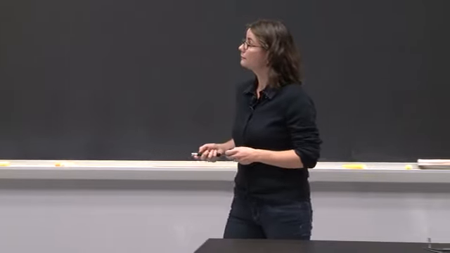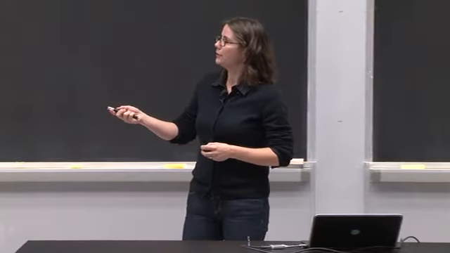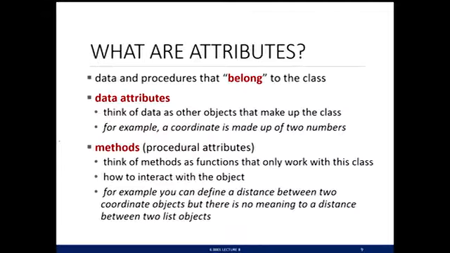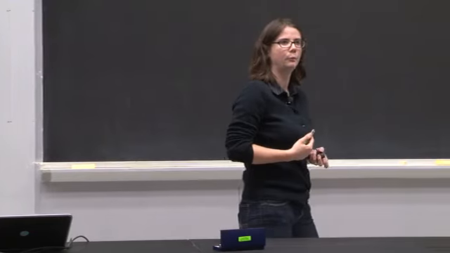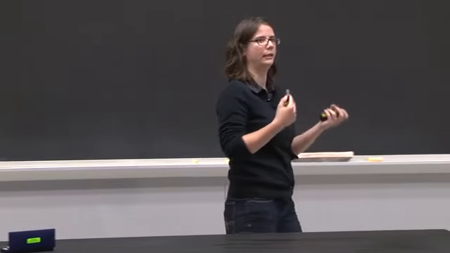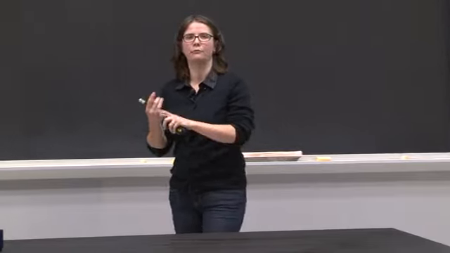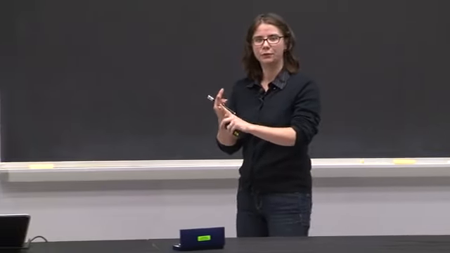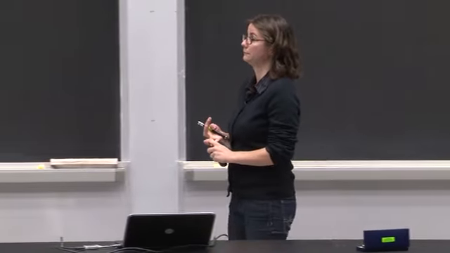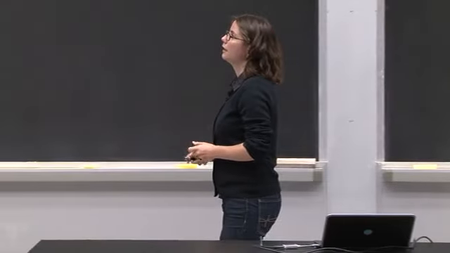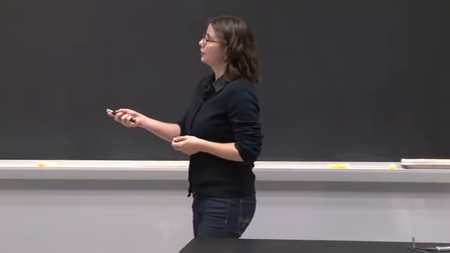Okay? So the data attributes is what is the object, right? What is the data that makes up the object? So for our coordinate example, it's going to be the x and y values for a coordinate. We can decide they can be ints. We can decide that we can let them be floats. But it's going to have one value for the x coordinate and one value for the y coordinate. So those are data attributes.